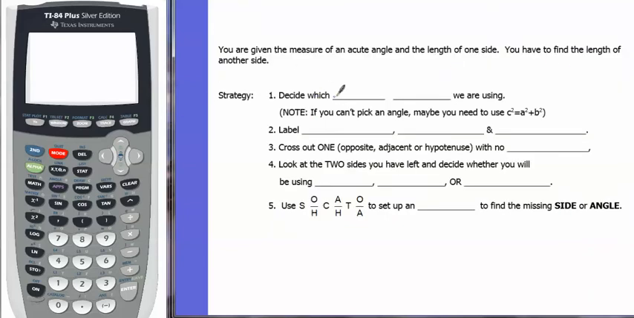First of all, I need to figure out which acute angle I'm going to use. I never use my right angle. And finally, if I can't pick an angle, maybe I might need to use c squared equals a squared plus b squared. So once I've picked my acute angle, I'm going to have to label those things. I'm going to label my opposite, my hypotenuse, and my adjacent.